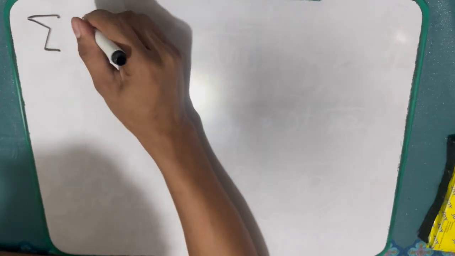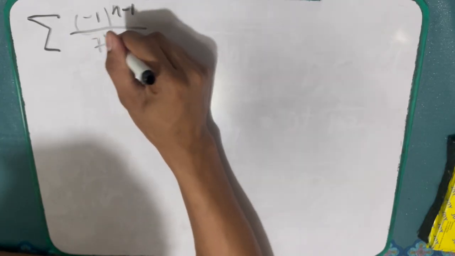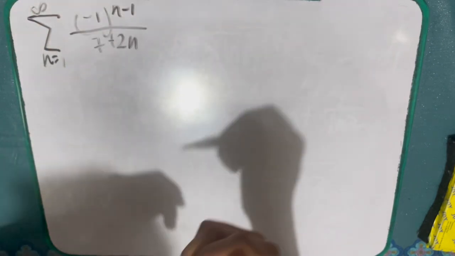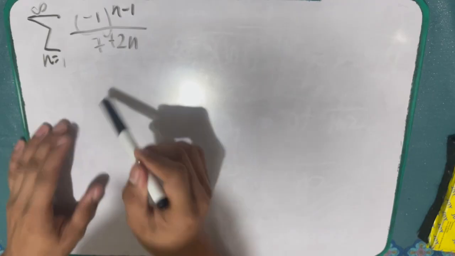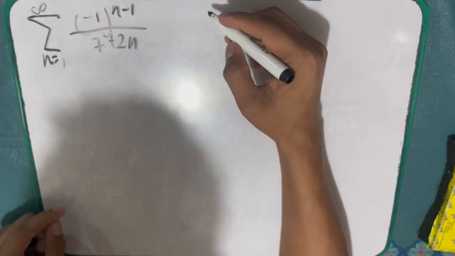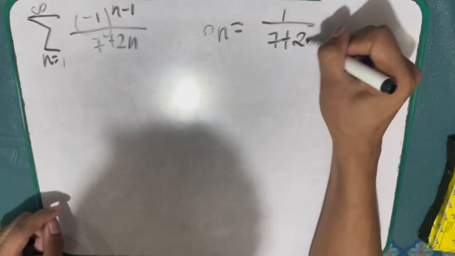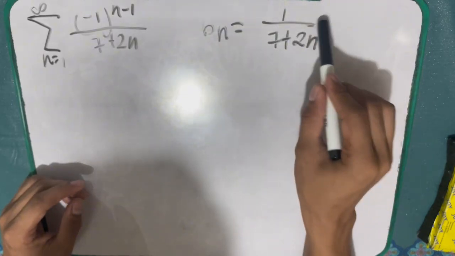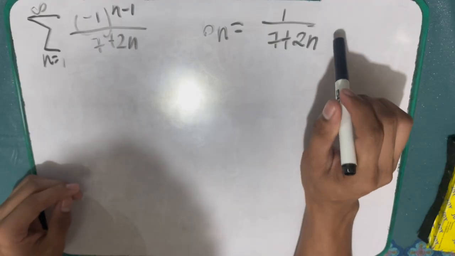So we have the problem, the summation of negative 1 raised to the power of n minus 1 all over 7 plus 2n, from n equals 1 to infinity. This is clearly an alternating series with our bn equal to 1 over 7 plus 2n. It is obvious that the bn is positive, and so we know that we can use the alternating series test in this series.